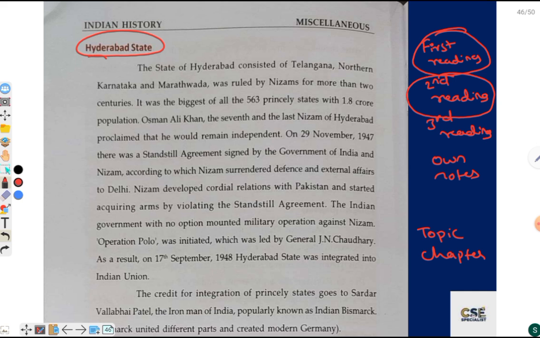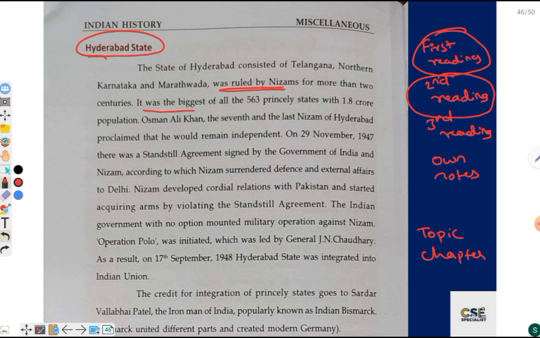In the second reading, just highlight the points. The state of Hyderabad consisted of Telangana, Northern Karnataka and Marathwada. This is not important because UPSC doesn't ask what exactly the Hyderabad state consists of. Then, Hyderabad was ruled by the Nizam, so it is important: who ruled the Hyderabad state? It was ruled by the Nizam for more than centuries. It was the biggest of all the 563 princely states.